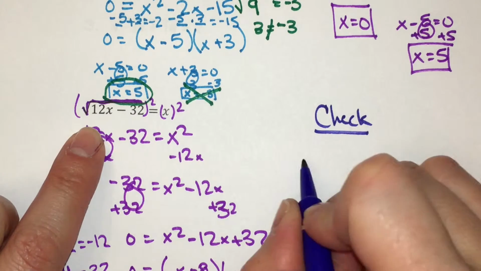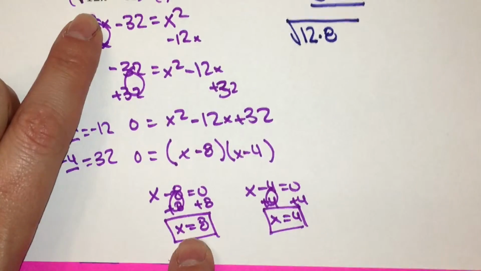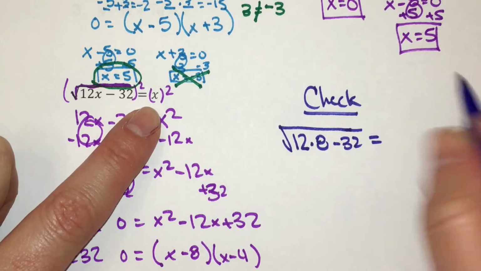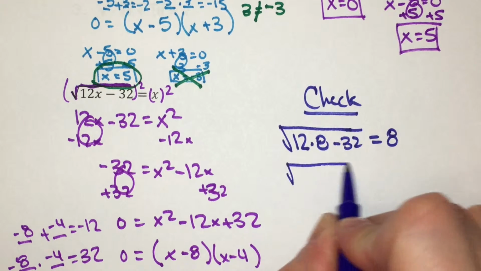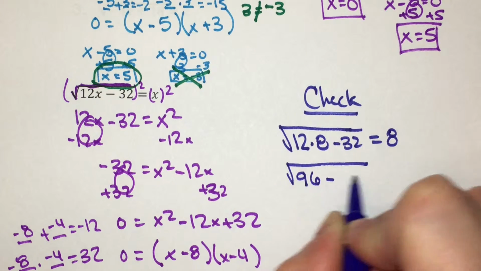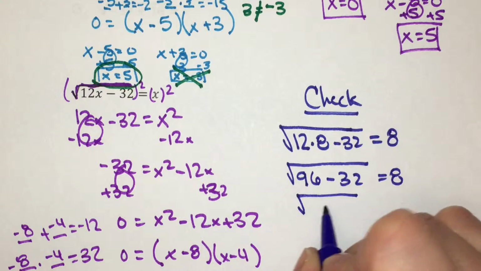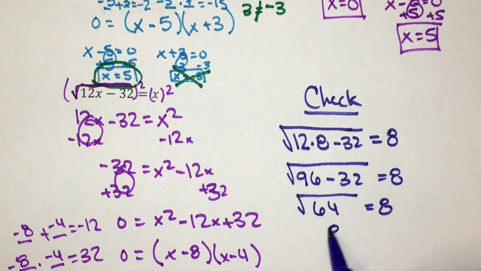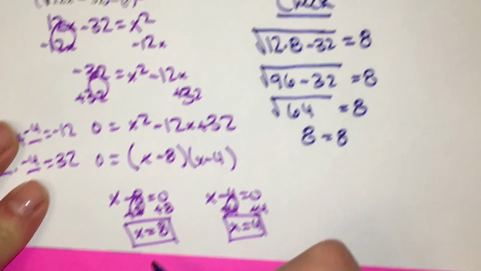Okay, original problem: square root of 12 times 8, I'm plugging in the first one where x equals 8, minus 32 is equal to 8. So I have the square root of 12 times 8 is 96, minus 32 equals 8. Square root of 96 minus 32 is 64, equals 8. Square root of 64 is 8, and so the two sides are equal, so I know that the answer of x equals 8 does work.